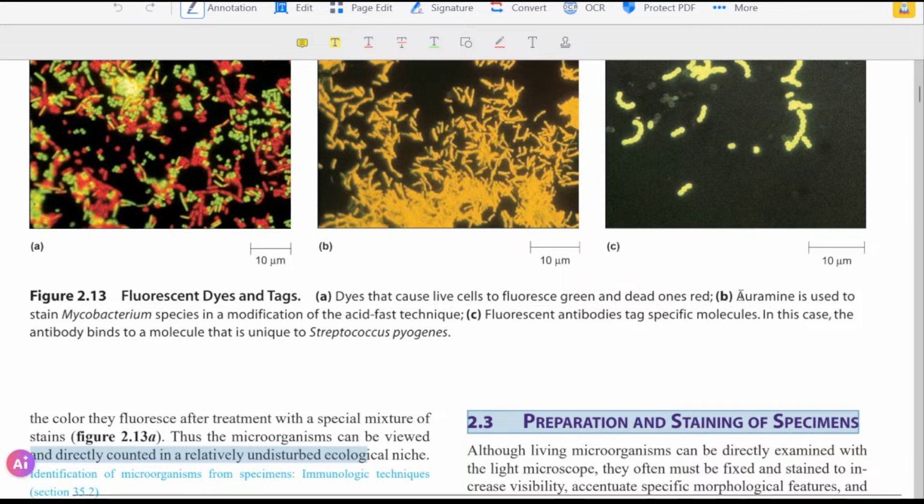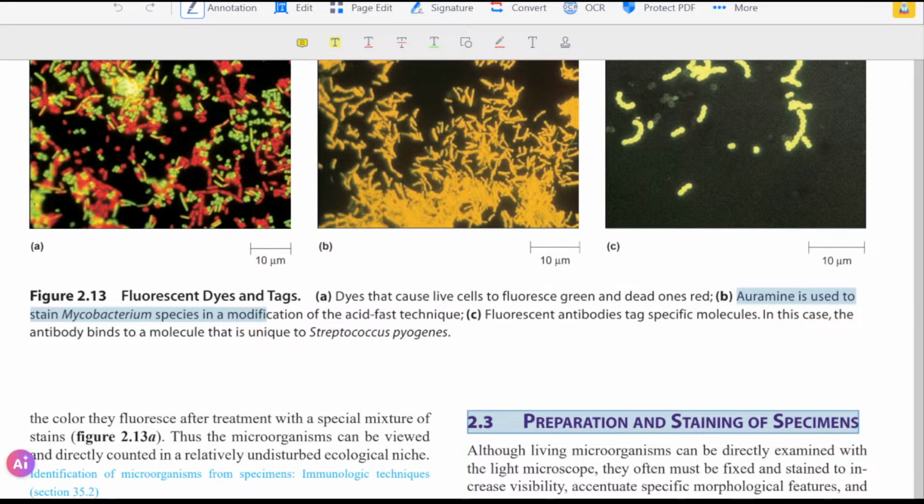Auramine is used so that you don't have to use alcohol, like in gram staining, where we differentiate between gram positive and gram negative bacteria. When we do gram staining, we do iodine passing and alcohol passing, and I think that disturbs their natural functioning. So in this next diagram, auramine is used to stain Mycobacterium species in a modification of the acid-fast technique.